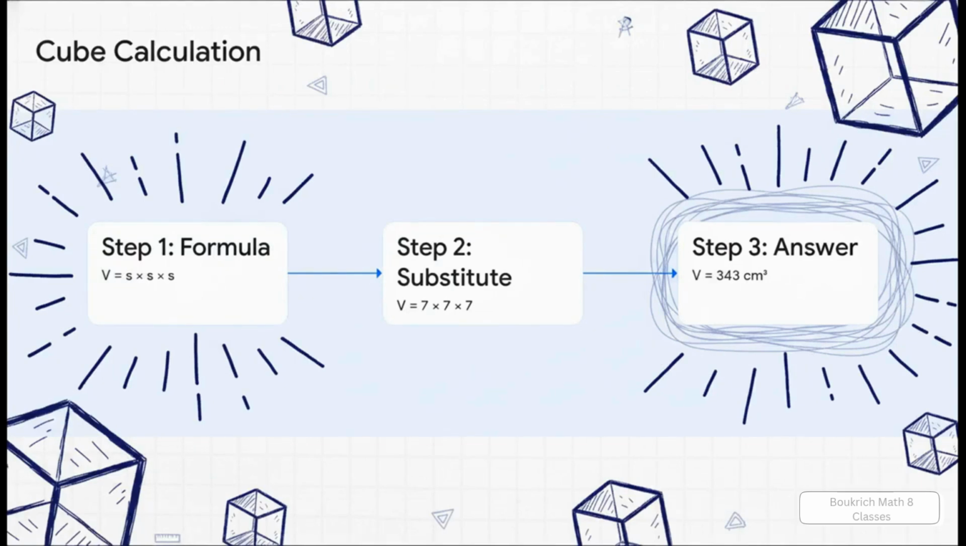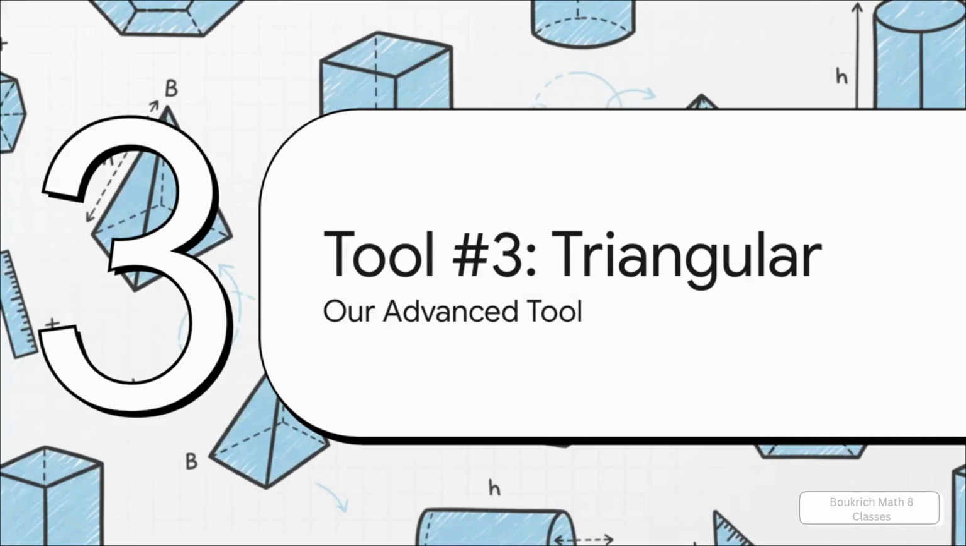Just look how fast this is. The formula is V equals side times side times side. So we just plug in 7 times 7 times 7. A quick calculation, and we get 343 cubic centimeters. Simple, fast, efficient, done.